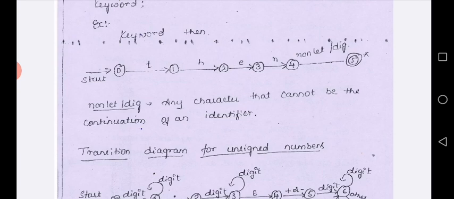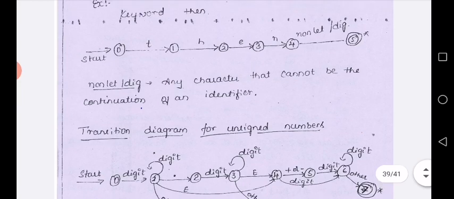Space, yes, it is possible. After then, in an if statement, if n is greater than 1, then a print statement will be there. So next to then or any keyword, a space is acceptable. But if it is followed by any letter or any digit, then it is not at all possible. That should be avoided. Non-letter or digit means it should not be followed by any kind of identifier.